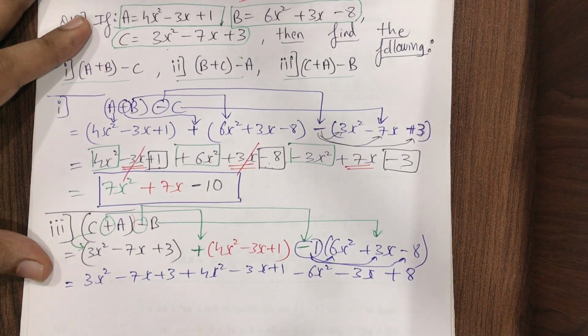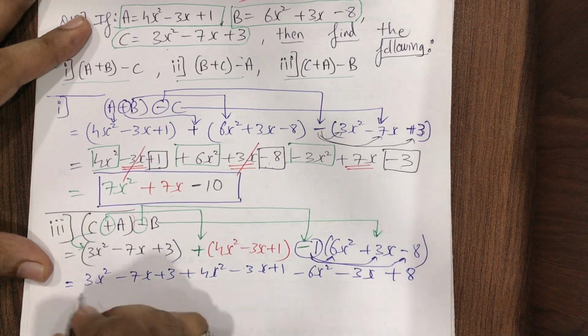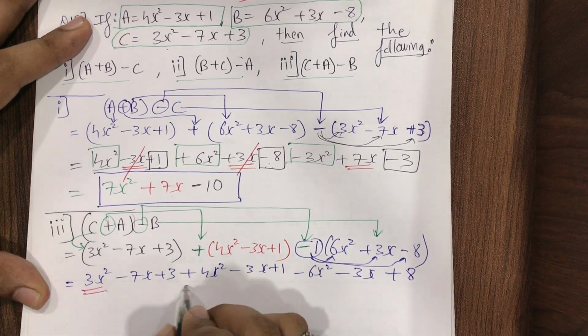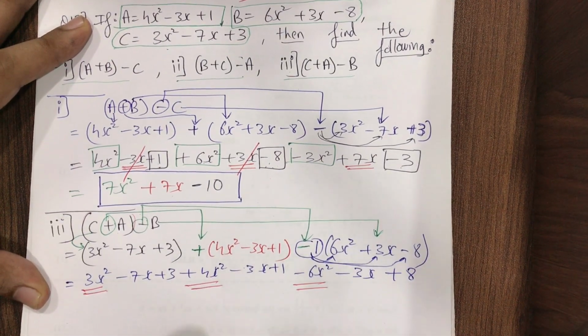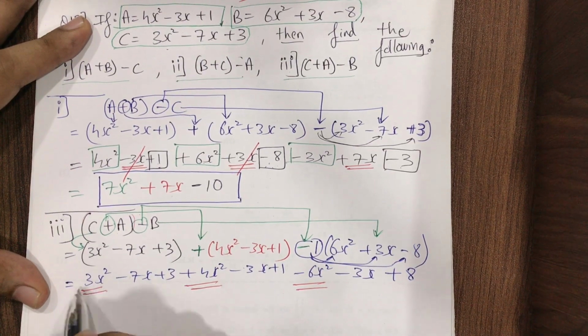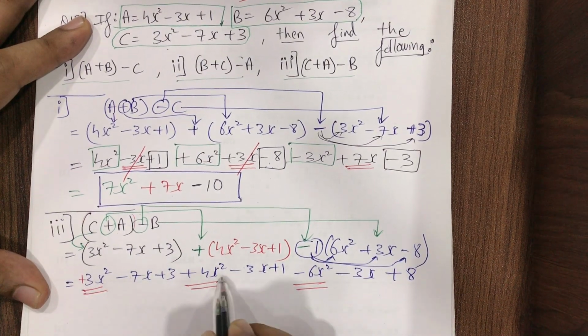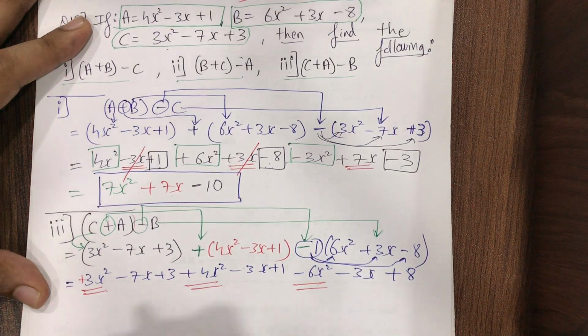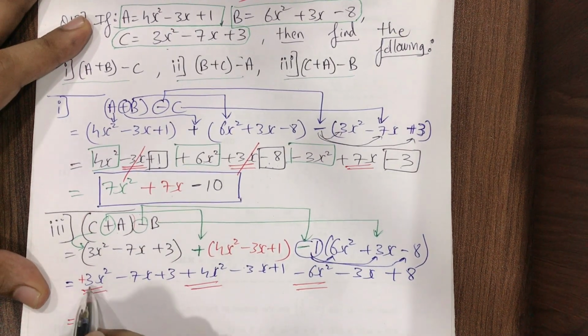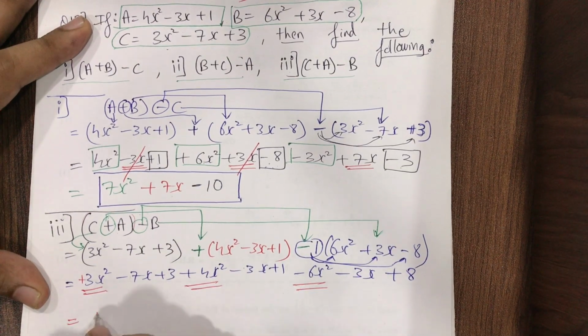Now students, how many terms do we have with x square? This is 3x square, this is plus 4x square, this is minus 6x square. 3x square plus 4x square becomes plus 7x square, and minus 6x square. So it comes to be plus 7 minus 6, so plus 1x square. Actually no need to write plus 1, we can just write x square also.